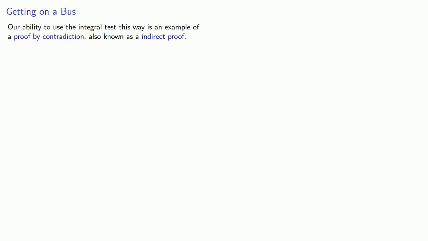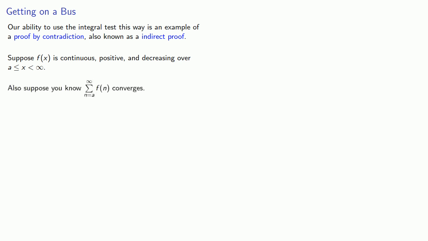And just to dot all the i's and cross all the t's, our ability to use the integral test this way is an example of a proof by contradiction, also known as an indirect proof. And it works as follows. Suppose we're in a situation where we can use the integral test, namely that f is continuous, positive, and decreasing over the infinite interval. Suppose you know that the infinite series converges.